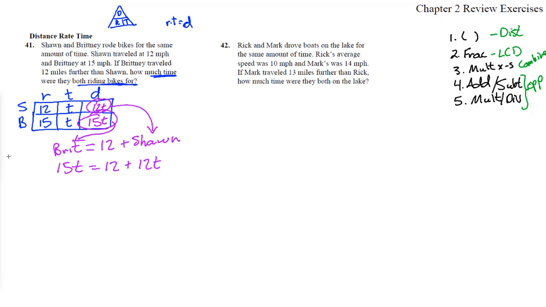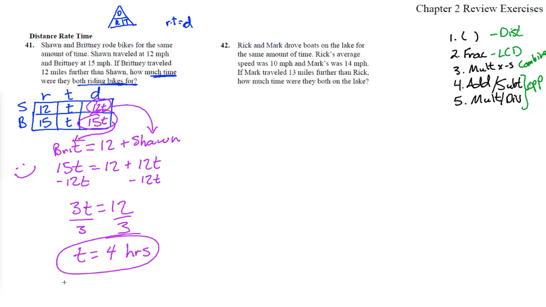Okay, look at where we are. Happy math land. Do we have any parentheses? No. Do we have any fractions? No. Any multiple x's? Yes, well, t's in this case. Let's get the t's together. Subtract 12t, subtract 12t. 3t equals 12. No step 4. Divide by 3. Divide by 3. t is 4. So they both traveled for 4 hours on their bike.